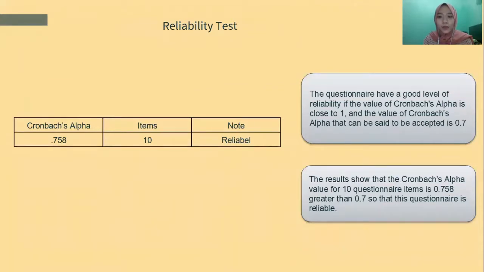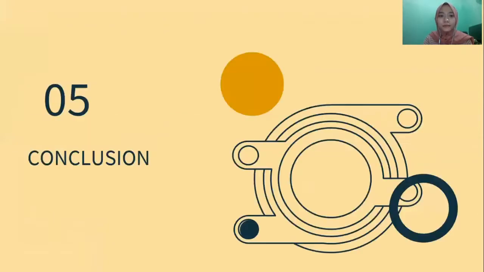Reliability test. The questionnaire has a good level of reliability if the value of Cronbach's alpha is close to 1, and the value of Cronbach's alpha that can be said to be acceptable is 0.7. The results show that the Cronbach's alpha value from the 10 questionnaire items is 0.758, greater than 0.7. So this questionnaire is reliable.